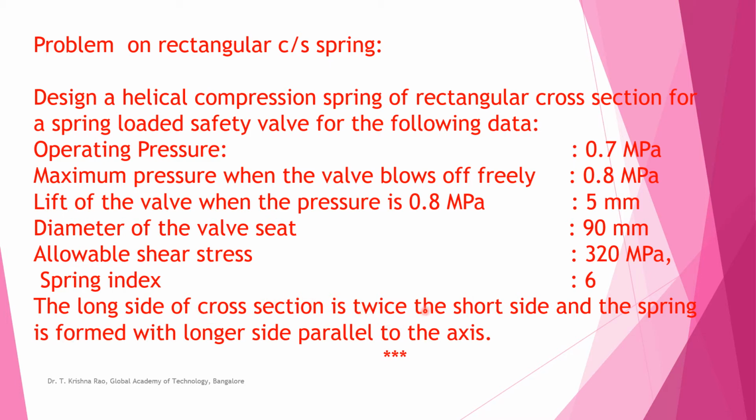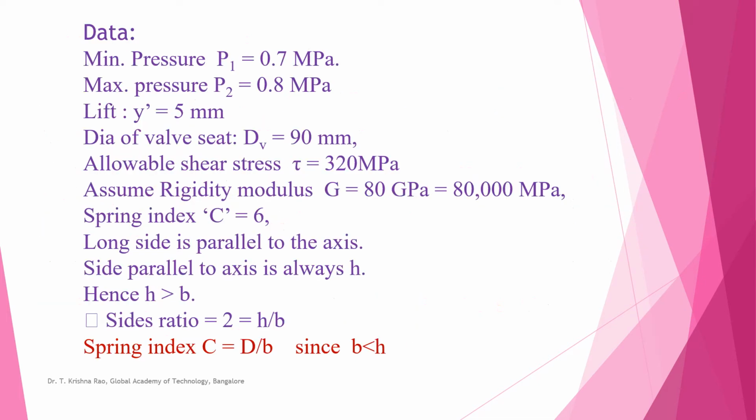The long side to short side ratio is 2, and the spring has the longer side parallel to the axis. Parallel to the axis is always H. So the data I have listed here: P1 minimum pressure, maximum pressure, lift during the rise of the pressure, valve seat diameter, allowable stress. Rigidity modulus is not given. We have taken 80 GPa, 800 MPa.